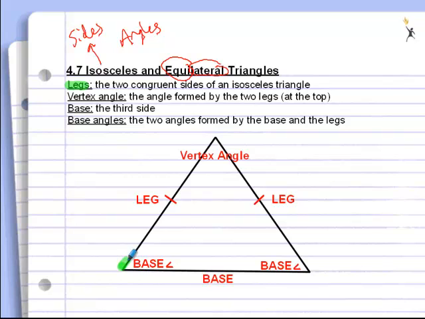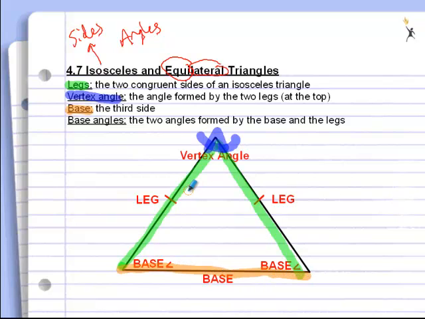And the legs are, in essence, the sides of the triangles. They're called legs because they hold the triangle upright. The two congruent sides of an isosceles triangle. The vertex angle is the next thing we see. And the vertex angle is the angle formed by the two legs, and it's at the top. Then we have the base, and the base is the third side.